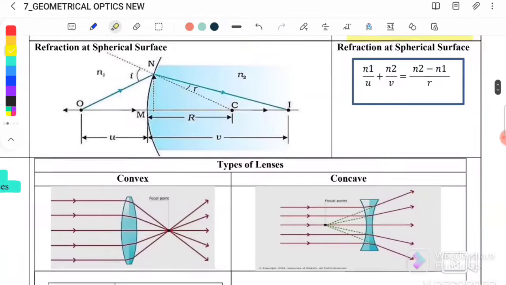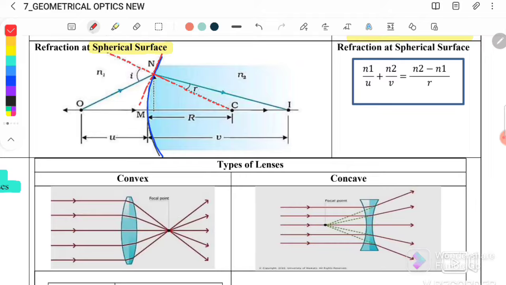Okay, so for this level, we will learn the reflection at the spherical surface. The theory is almost similar. Here we have the spherical surface. Let's say this is the tangent to the sphere, and the normal line must be perpendicular to it. So this is our normal line.